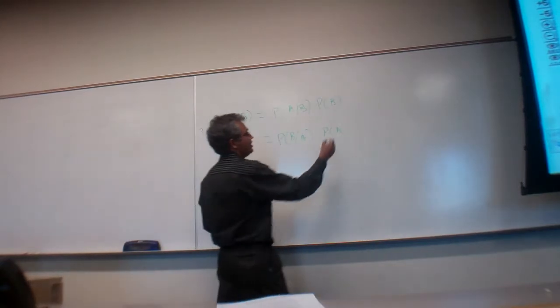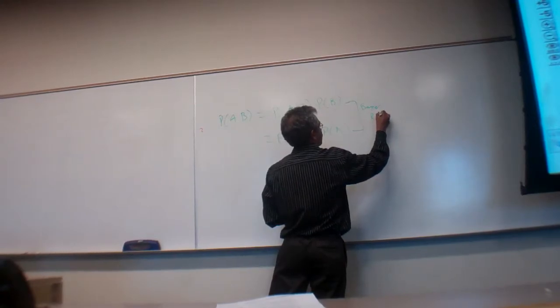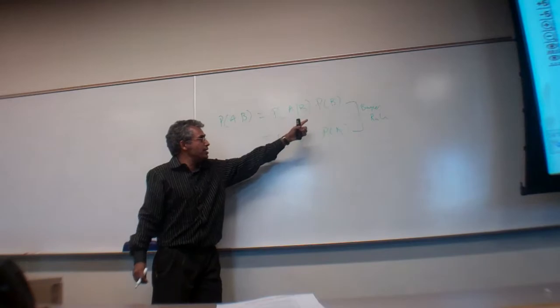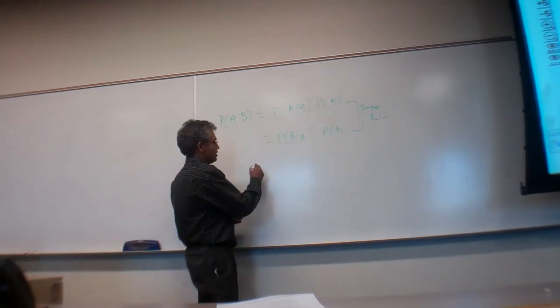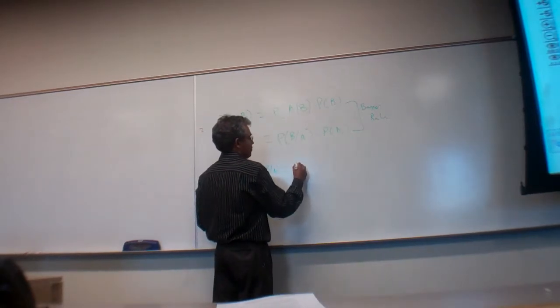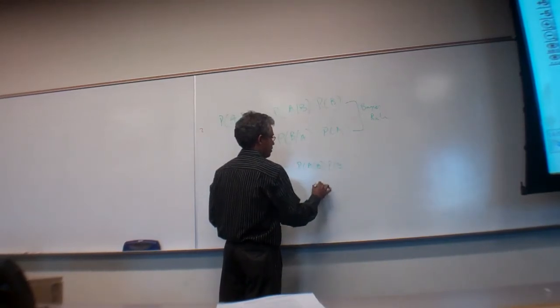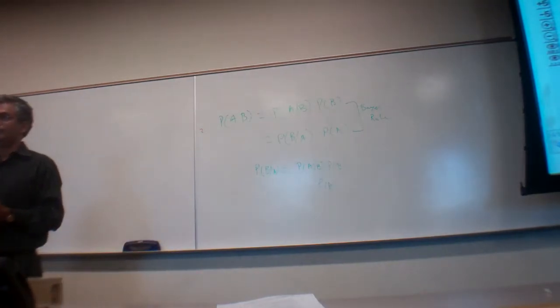Now, in fact, this is where what you know as Bayes' rule comes from. Right? Because P(A given B) times P(B) is equal to P(B given A) times P(A). So Bayes' rule says that you can write P(B given A) to be P(A given B) times P(B) divided by P(A). That's Bayes' rule. It just comes directly from first principles.